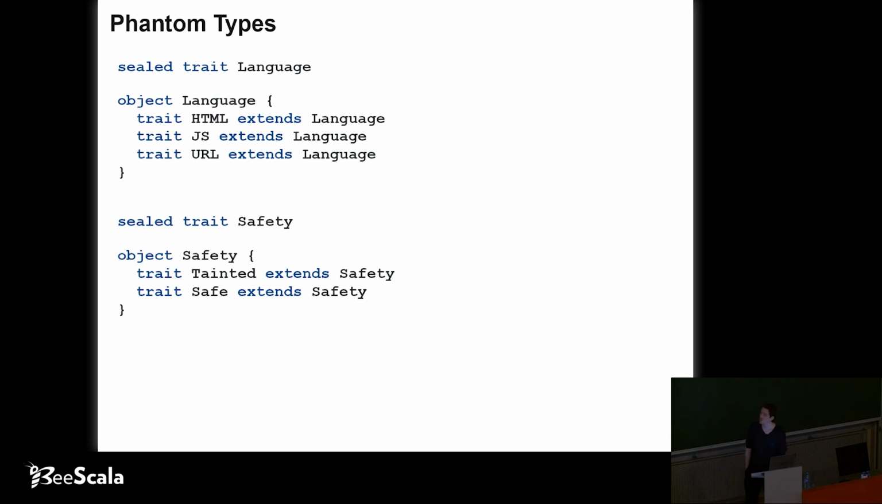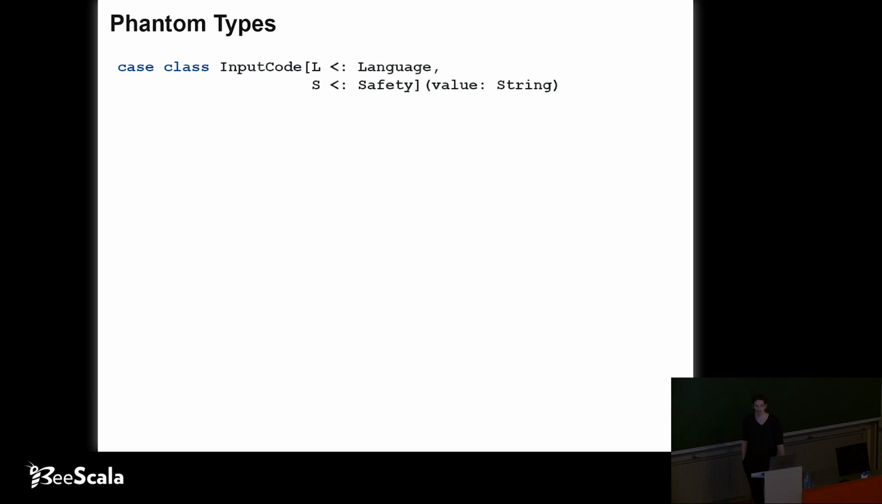And so we might have a function that reads HTML input, so it creates an input code of HTML and it's tainted. So the compiler knows that it's tainted and won't let us use it in an unsafe way. We might have a sanitize function that takes tainted code and converts it into safe code. And ideally, in a real system, this will be the only way to obtain a safe piece of HTML code, so that the compiler can keep track that we're never using tainted code, and we're never creating safe code by mistake.